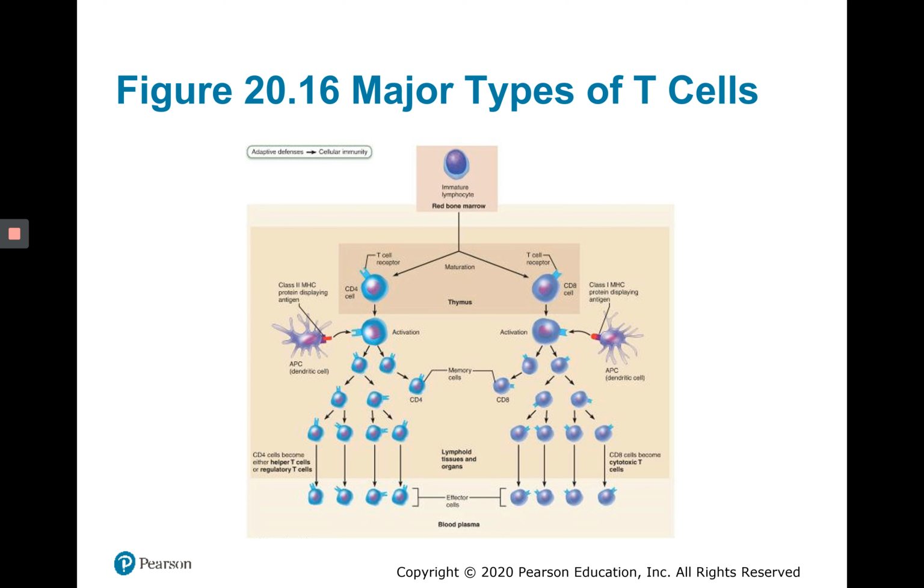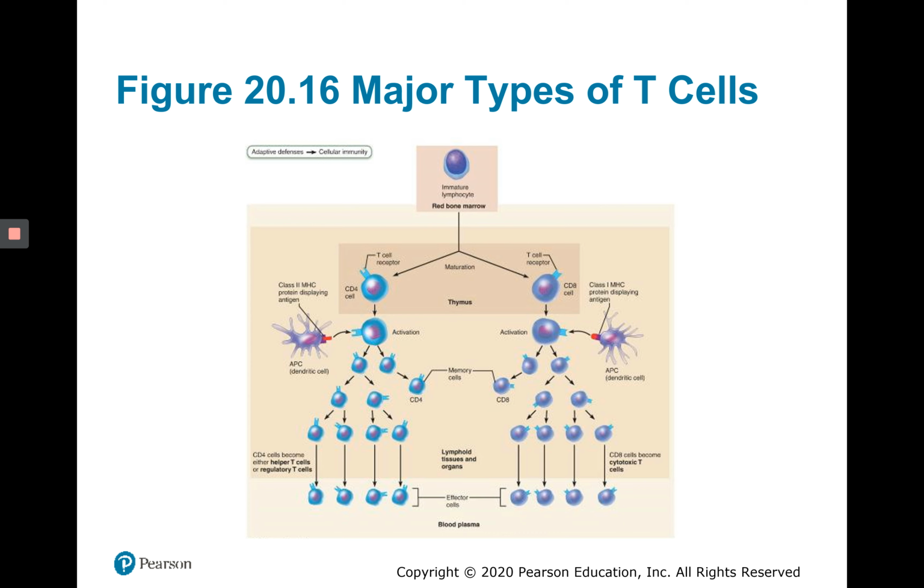Once formed in the bone marrow, T progenitor cells migrate to the thymus, hence the name T cell, to mature and become activated T cells. While in the thymus, the developing T cells start to express T cell receptors and other receptors called CD4 and CD8 receptors. Those are the glycoproteins we previously talked about.